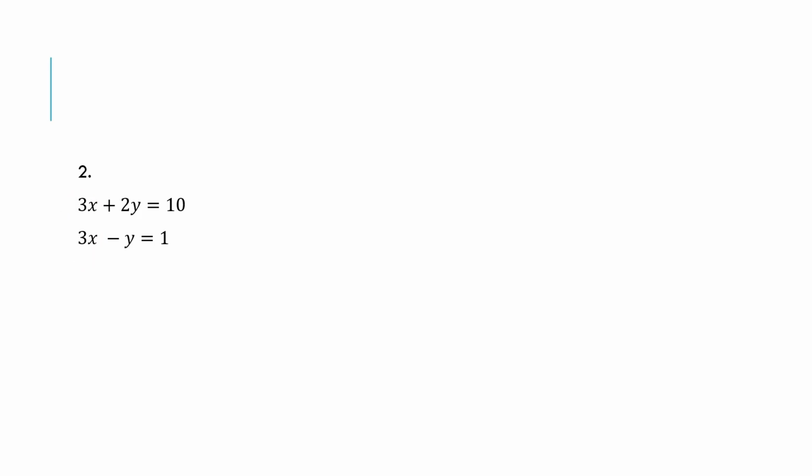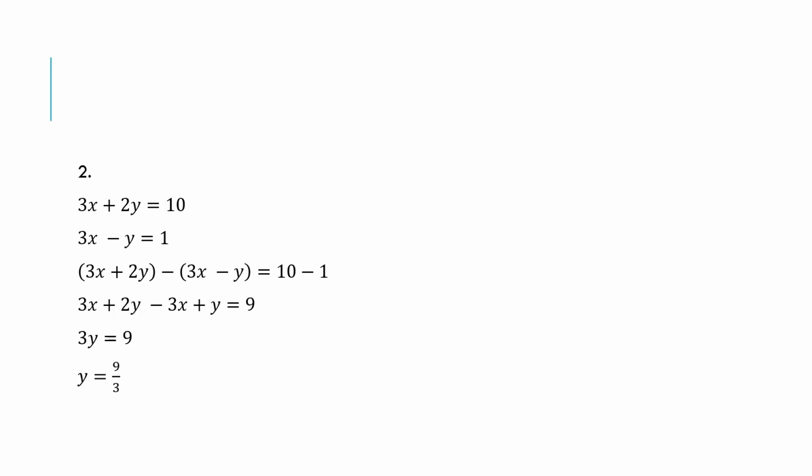Step 1. Subtract the second equation from the first to eliminate x. 3x plus 2y minus 3x minus y equals 10 minus 1. 3x plus 2y minus 3x plus y equals 9. 3y equals 9. Y equals 9 divided by 3. Y equals 3.